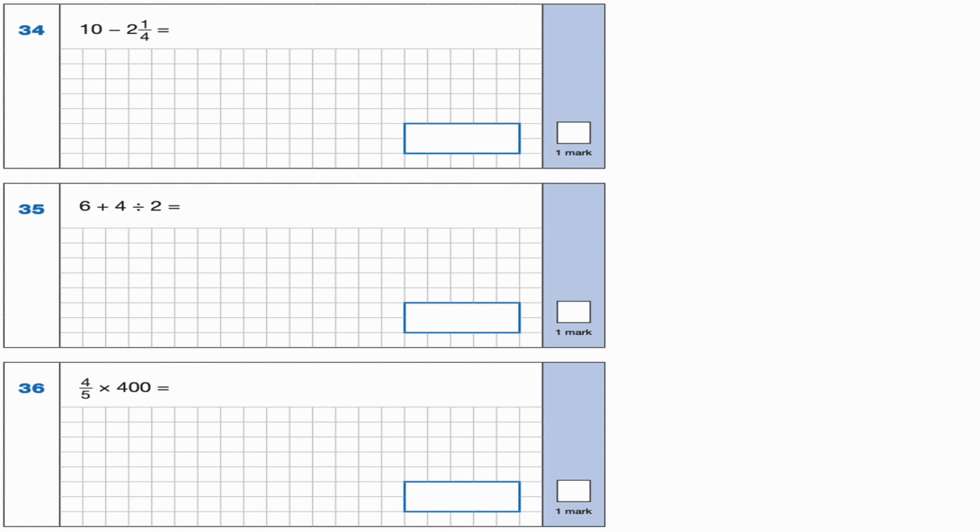Question number 34. Okay, 10 take away 2 1/4. Well, if I break this down, guys, make it a bit easier. 10 take away 2 is 8. Okay, and then I'm going to do 8 take away 1/4. That's going to be 7 and then 3/4. Okay, so 7 and 3/4, guys.